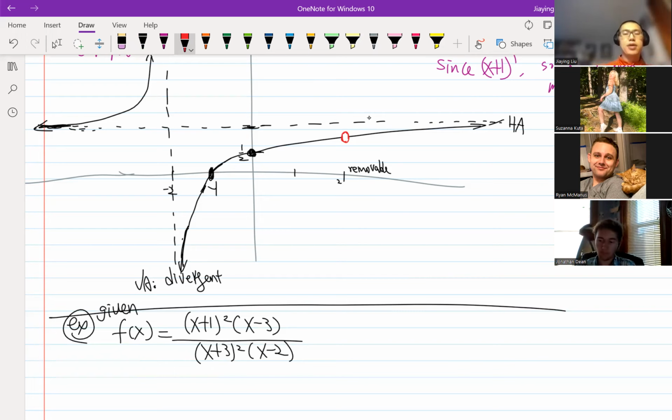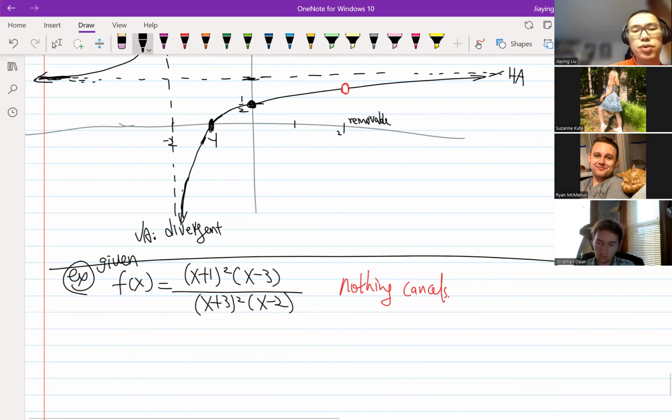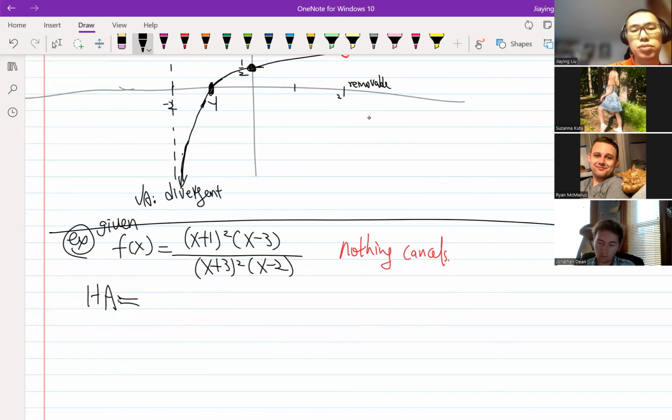Let's find the horizontal asymptote first. We need the leading terms of the numerator and the denominator. For the numerator, I take the x's, the exponents, and the coefficients and multiply them together: x from the first parentheses squared times x from the second parentheses. The denominator is the same: x squared times x. So it looks like it's going to be just 1 again. Note that it's not always going to be 1.